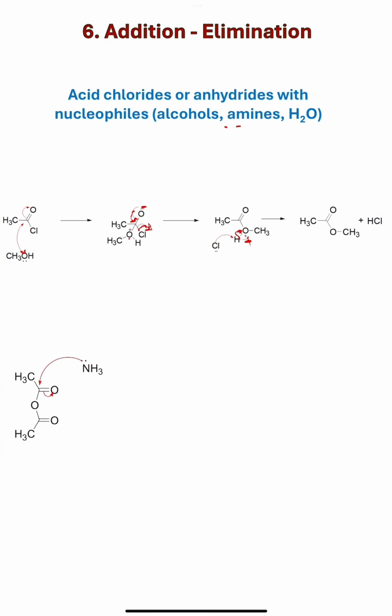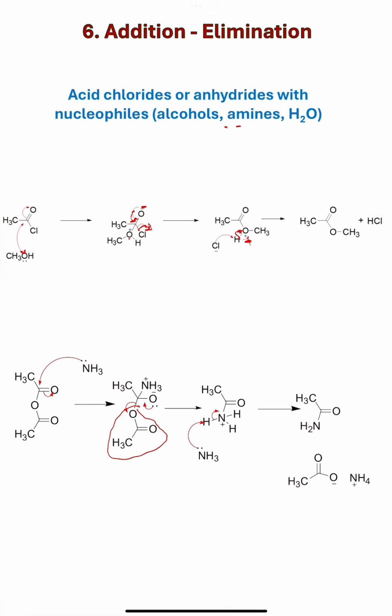Another example you can see is with the anhydride, in case you see that in your exam. So if you add an amine, if you add ammonia to an anhydride, then the reaction will follow the exact same mechanism. But here the leaving group is going to be the other carboxylate or the other part of the carboxylic acid. And then eventually you're going to end up with an amide and ammonium carboxylate, or in this case, if you use ethanoic acid, it's going to be ammonium ethanoate.